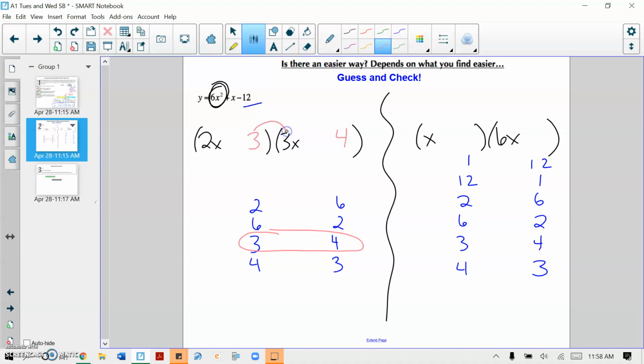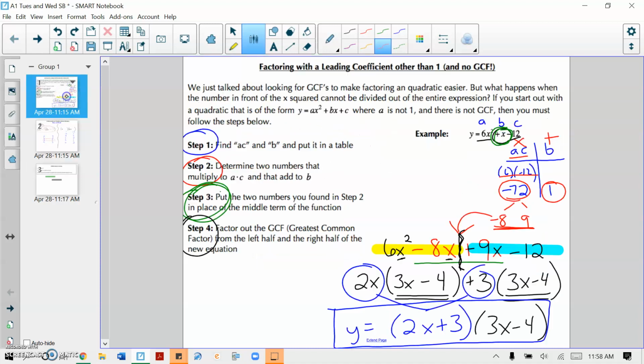Well, 3 times 3 is 9. 2 times 4 is 8. When I think of 9 and 8, I think I can actually get a positive 1 in the middle if I make the 9 positive and the 8 negative. That's the exact same answer we got on this slide right here.